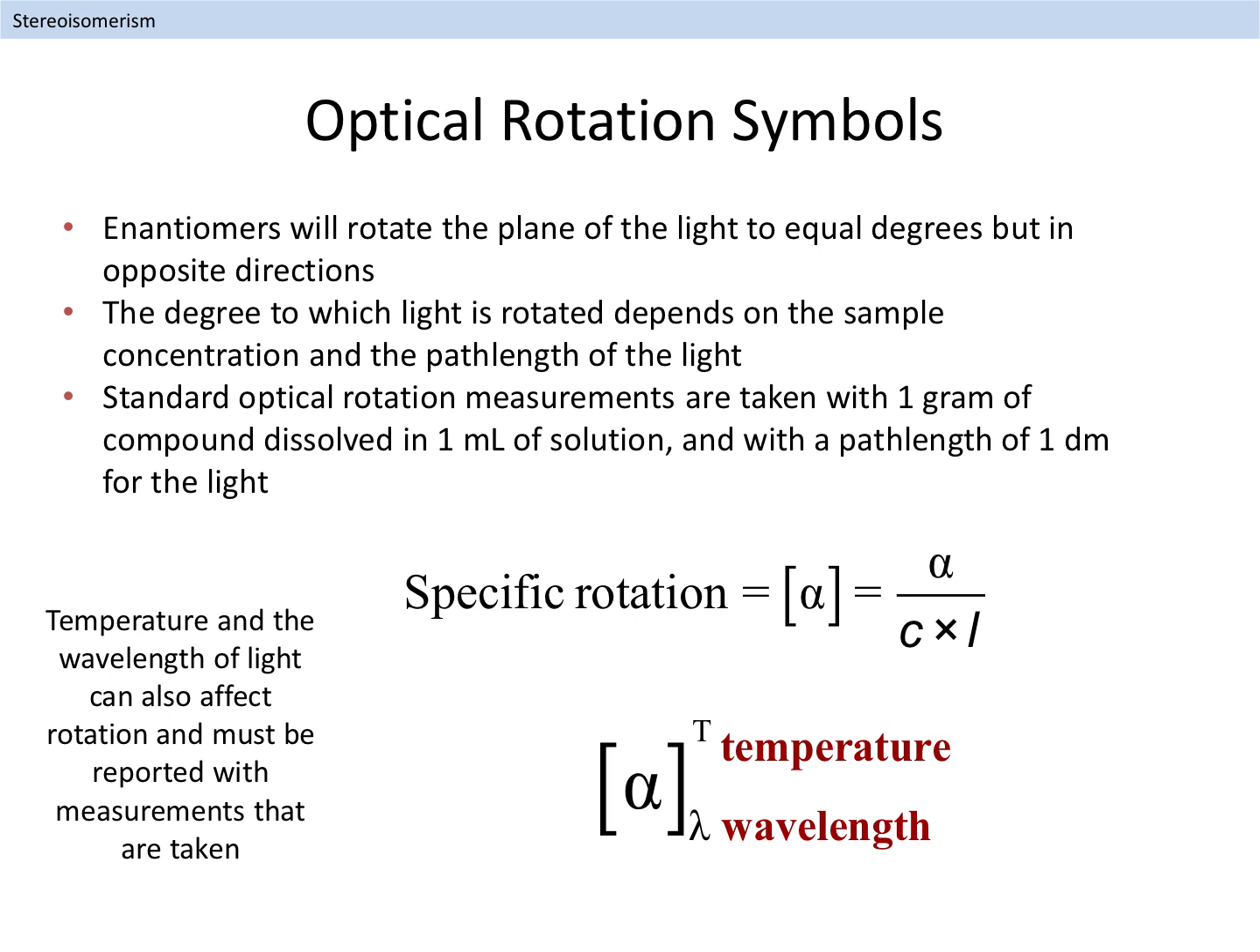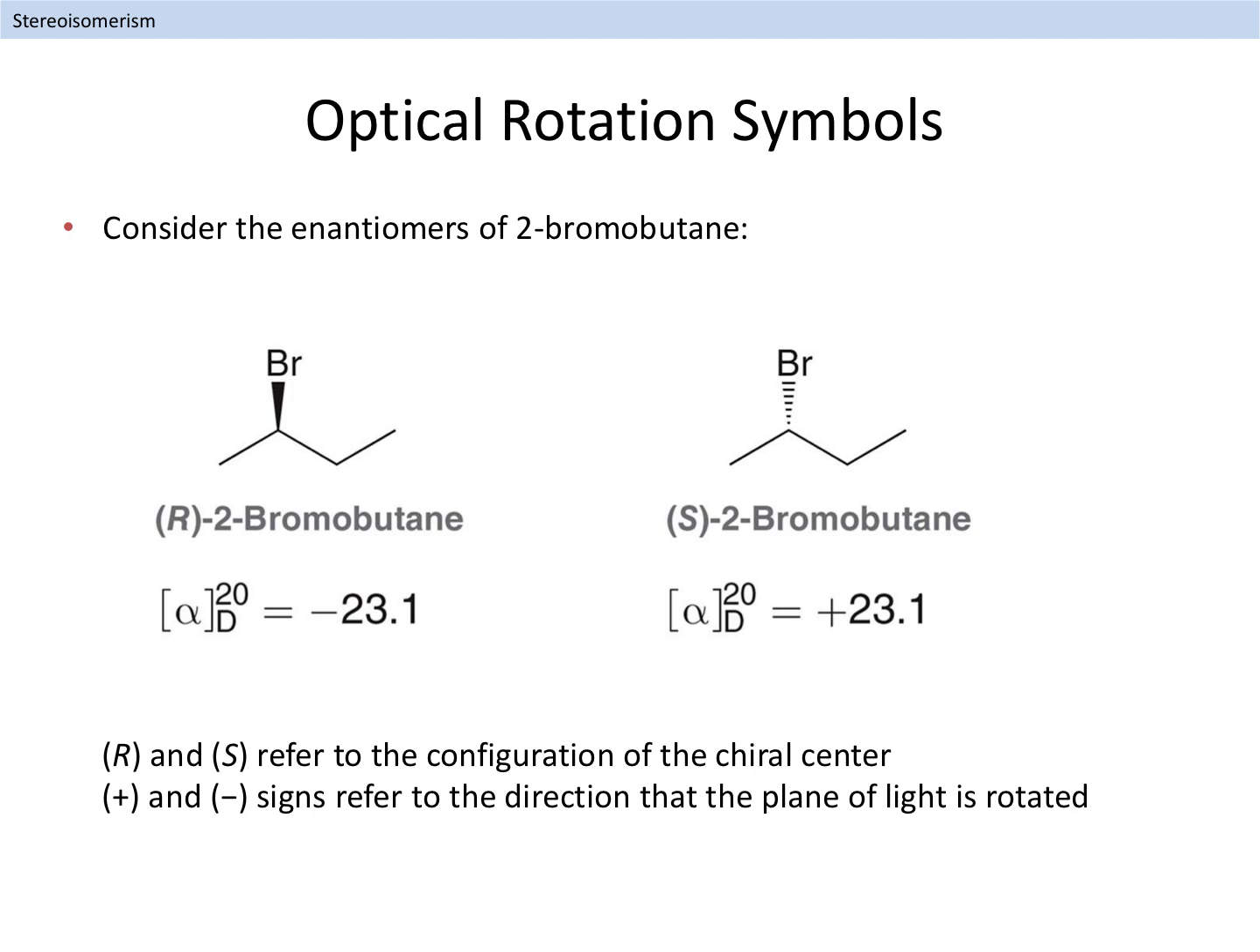To understand how optical rotation symbols are used, let's look at the stereoisomers of 2-bromobutane. On this slide, we see the two enantiomers, R-2-bromobutane and S-2-bromobutane. The R and S designations refer to the absolute configuration of the chiral center in each molecule, determined using the priority rules. For R-2-bromobutane, the observed optical rotation is negative 23.1 degrees. The negative sign indicates that this enantiomer rotates plane polarized light to the left, a property known as levorotatory.